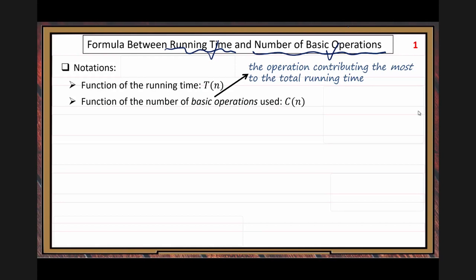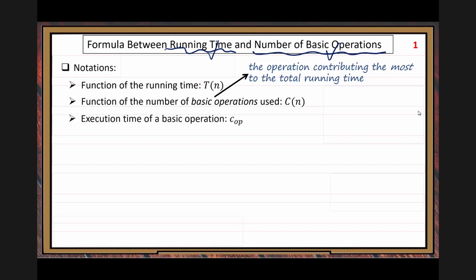For other algorithms, you need to look at which operation contributes the most. In our selection sort, comparison contributes the most. Other than comparisons, you have assignment operations, because you assign one value to a variable. So you have a few other operations, but comparisons contribute the most. So that's the basic operation.